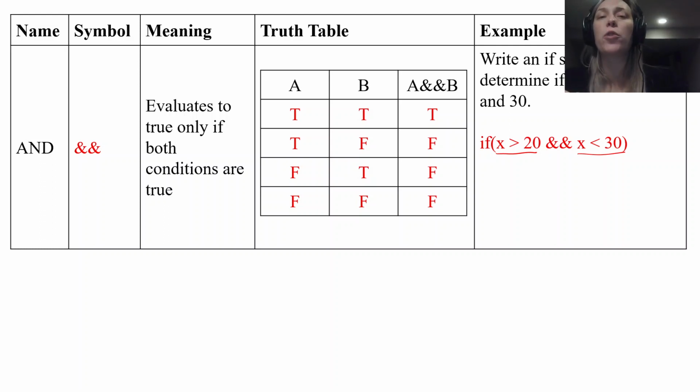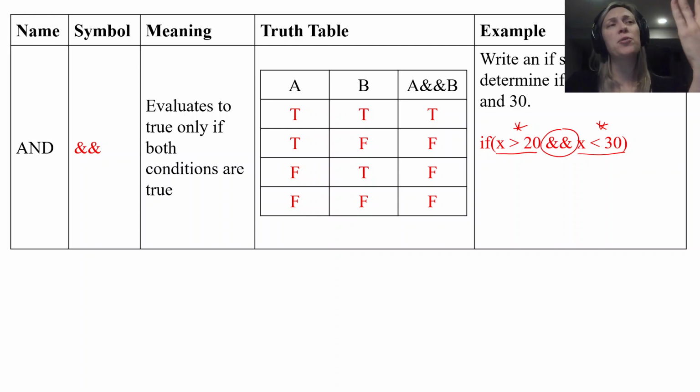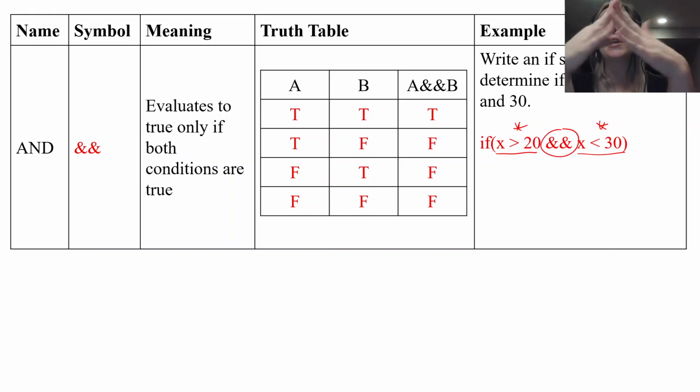And we'll talk about order of precedence in a couple slides here, but what Java does, it evaluates this, and it evaluates this, and it does the Boolean operator last. Okay? So it's going to get the answer to is x greater than 20, it's going to get the answer to is x less than 30, and then it's going to compare them. And if those are both true, then x is between 20 and 30. Okay. So that's the first one, that's and.